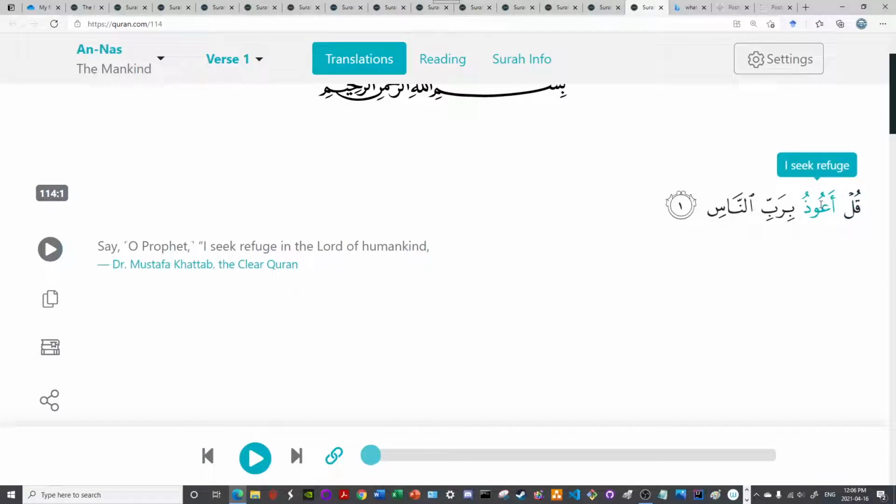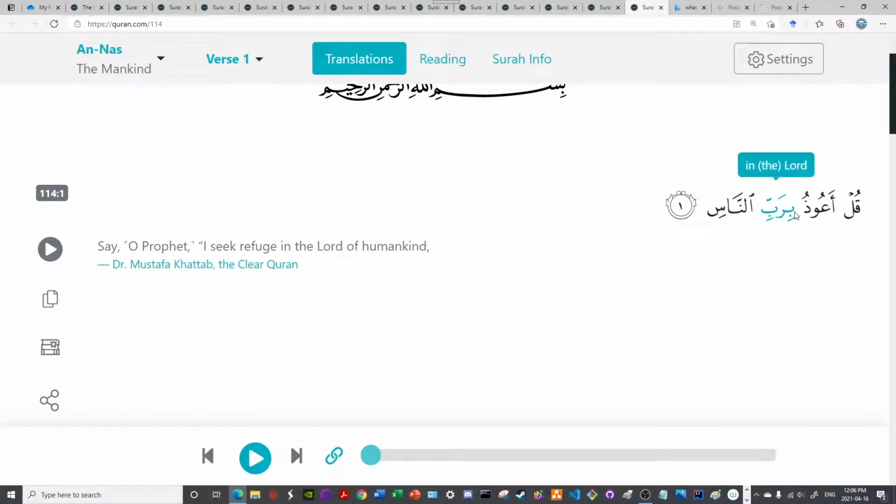So say, I seek refuge. Be, ba kasra, be, and this is a prefix. It is added to a noun. Ra, fatha, ra. Ba, shadda, fatha is bi. You have to pronounce it twice, because one letter is a sukoon, the other letter has a kasra. Bi rabbi. Bi rabbi.